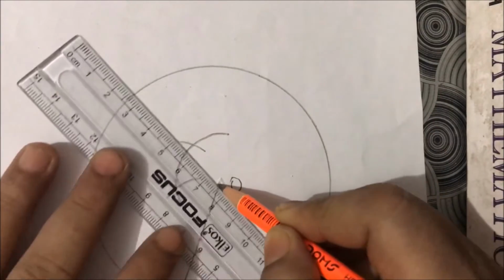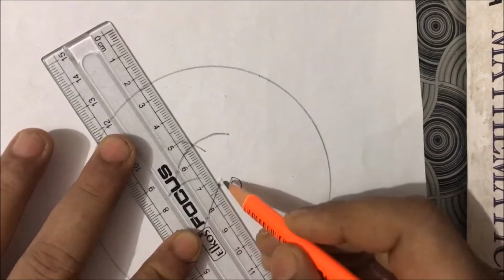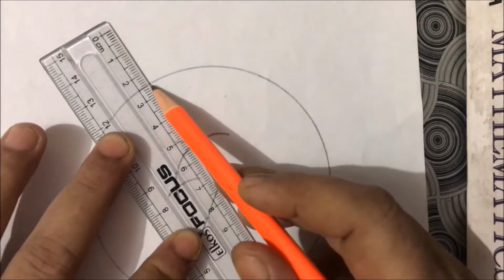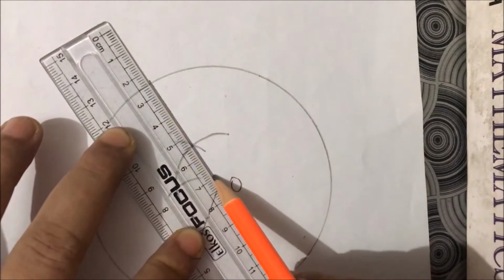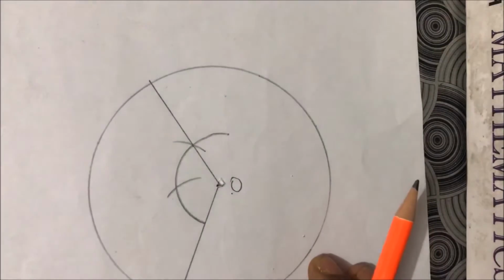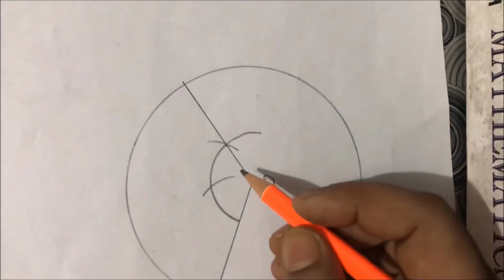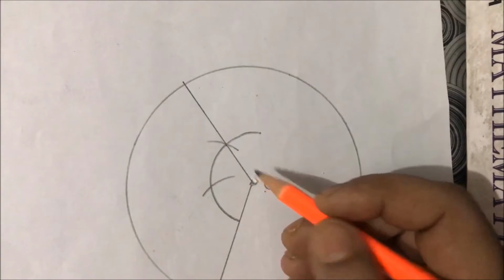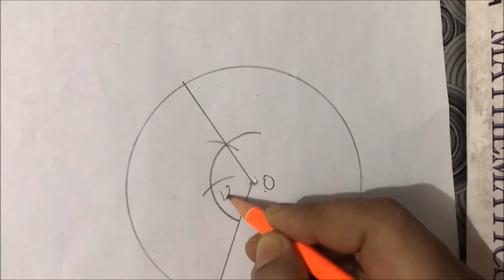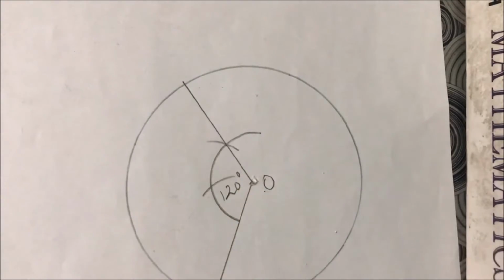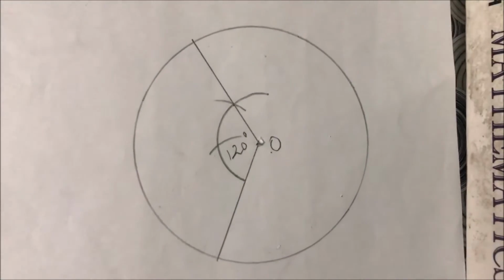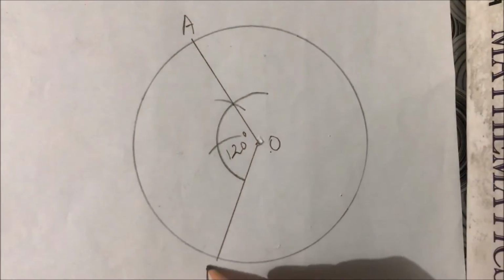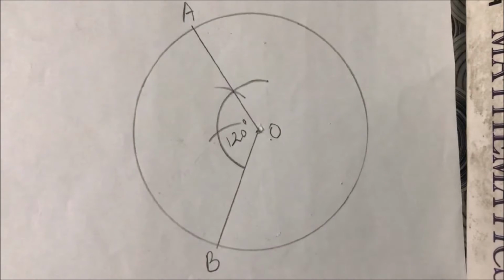Because angle between the tangents is 60 degree. And the angle between the tangents and this angle between the radii, both angles are supplementary to each other, right? So you have to subtract 60 degree from 180, right? And then name this point as A and B.